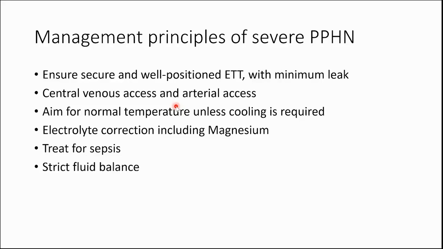Don't think about nitric oxide, don't think about other things, inotropes, nothing. You just go for the ABC approach. So you intubate the baby, secure the airway, and then get a good ventilation for the baby. And then you do an X-ray to make sure the ET tube is well positioned. And when you attach the ventilator, you check the leak also. There should be only a minimum leak, okay? Less than 20%. With a significant leak, you can't ventilate the baby.